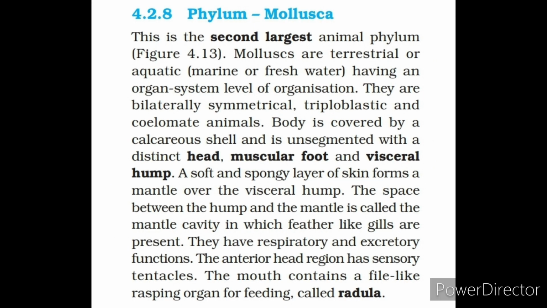Phylum Mollusca. This is the second largest animal phylum. Mollusks are terrestrial or aquatic, marine or fresh water, having an organ system level of organization. They are bilaterally symmetrical, triploblastic and coelomate animals. Body is covered by a calcareous shell and is unsegmented with a distinct head, muscular foot and visceral hump. A soft and spongy layer of skin forms a mantle over the visceral hump. The space between the hump and the mantle is called the mantle cavity, in which feather-like gills are present.